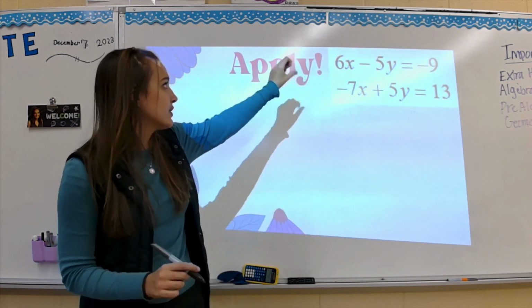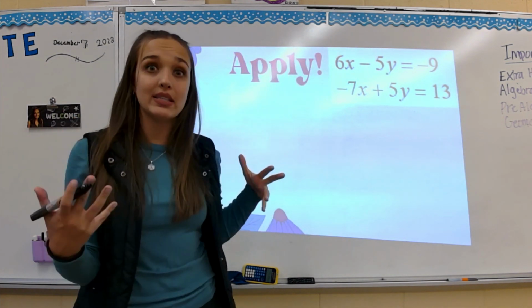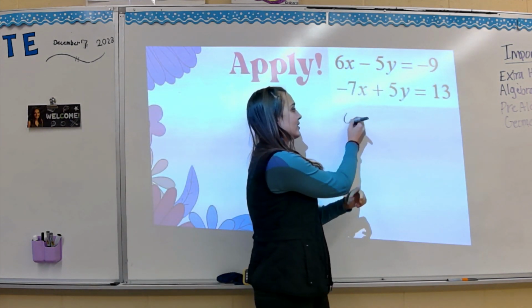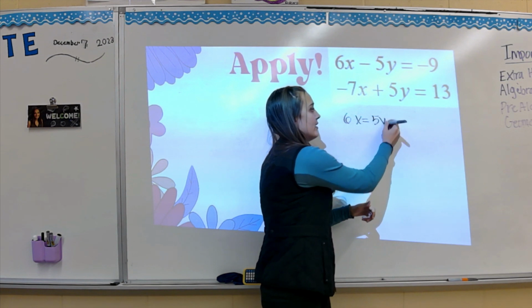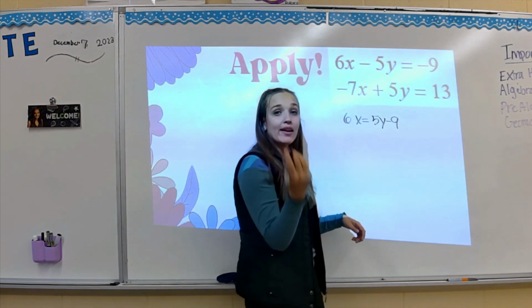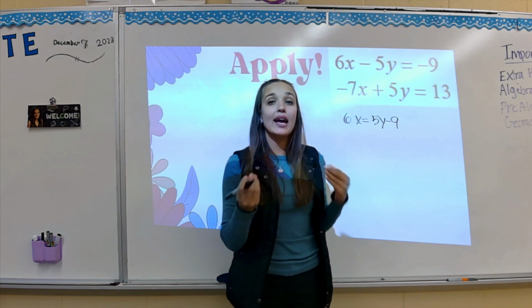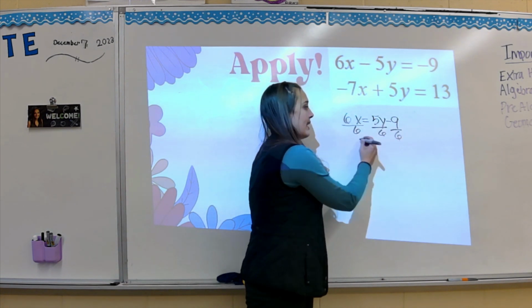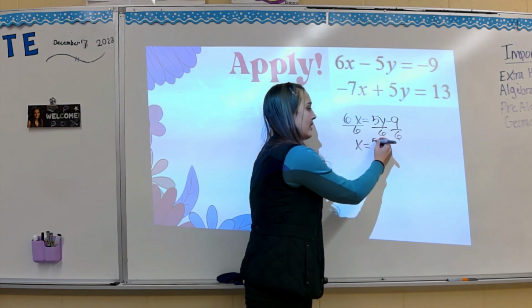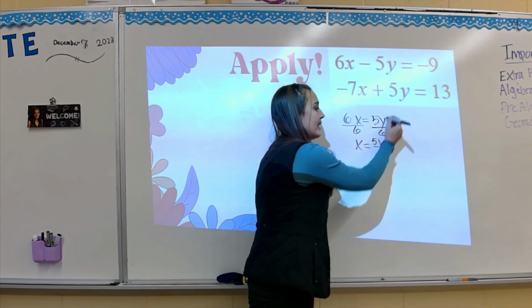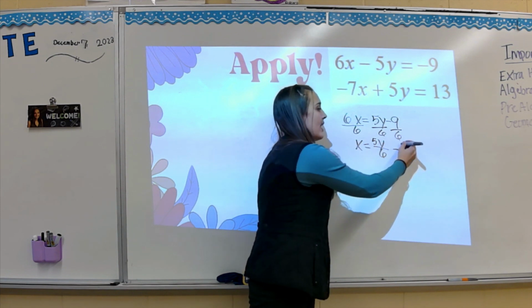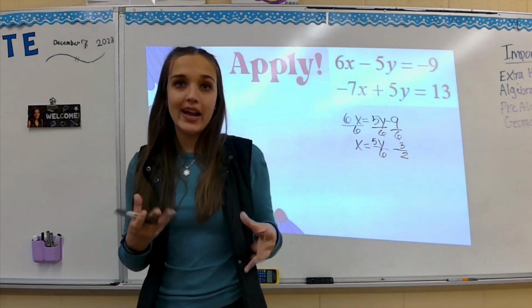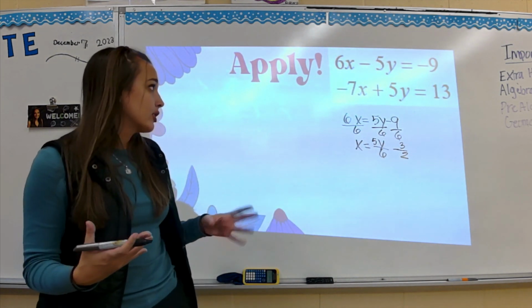For some reason, the 6x is calling out to me, so I'm going to get the x by itself. So my first step is to add the 5y to the other side, so I get 6x equals 5y minus 9. Then I have to divide everything by 6, though, because I need the x by itself to be able to plug in. So I divide by 6, and I get x equals 5y over 6 minus 3 over 2. And I can simplify this, divide both by 3, and I get negative 3 halves. It will make our lives easier to divide and simplify, so we're not working with as big of fractions.